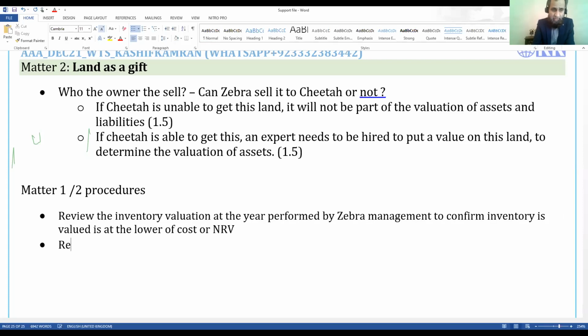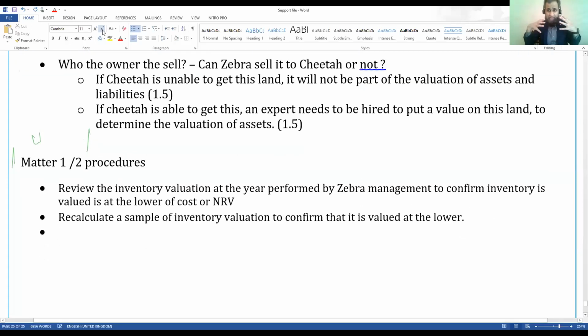We can recalculate ourselves. We can recalculate a sample of inventory valuation to confirm that it is valued at the lower of cost or NRV.